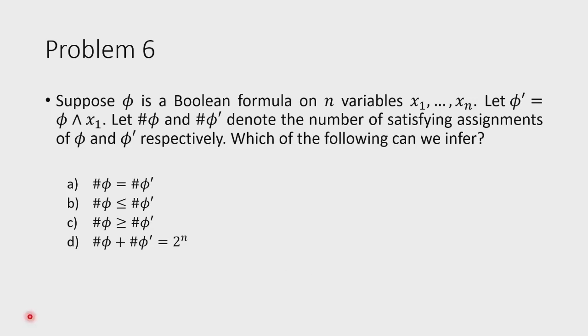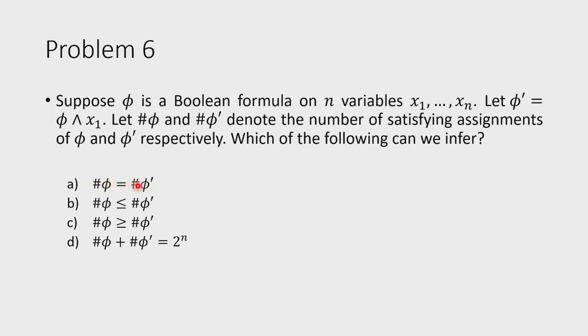So that's problem 5. Then let's move on to the next problem. Suppose phi is a Boolean formula on n variables x1 to xn. Let phi prime equal phi and x1. Let #phi and #phi prime denote the number of satisfying assignments of phi and phi prime respectively. Then which of the following options can be inferred?